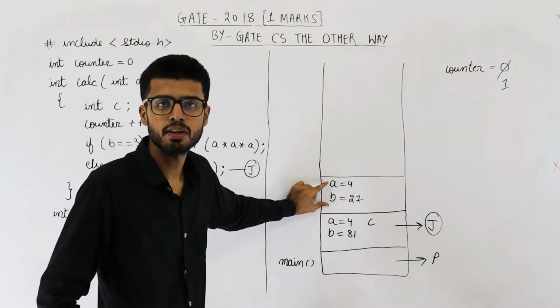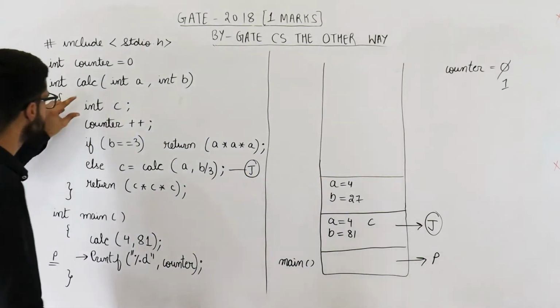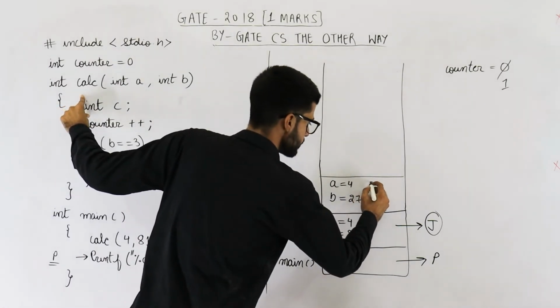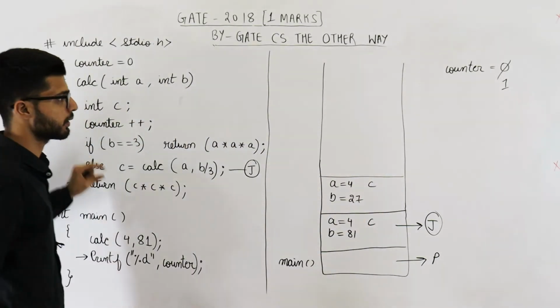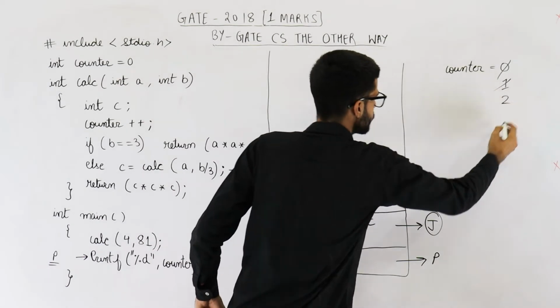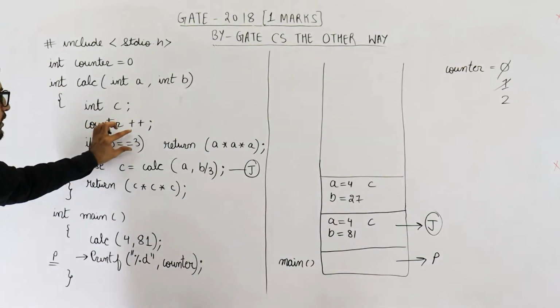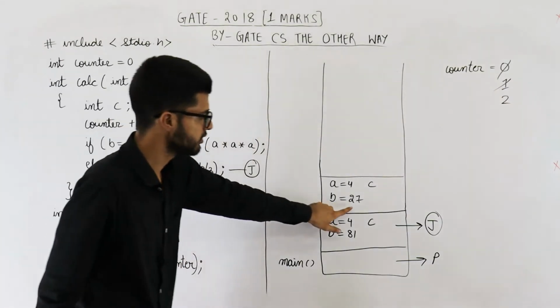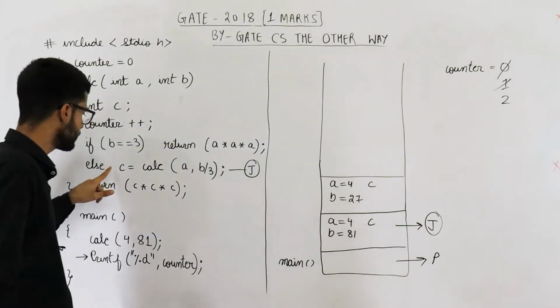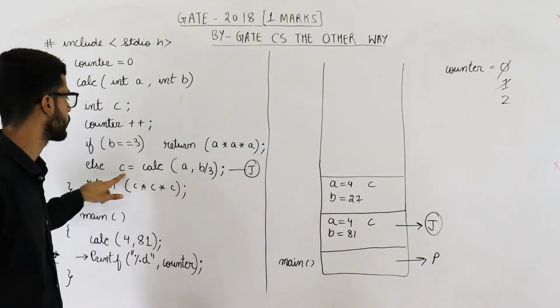Let's execute this new function line by line. First line says int C. So variable C is declared. Then counter plus plus. Counter is incremented to 2. If B is equal to 3, then return. No, B is 27. B is not 3. That means you have to execute the else block.